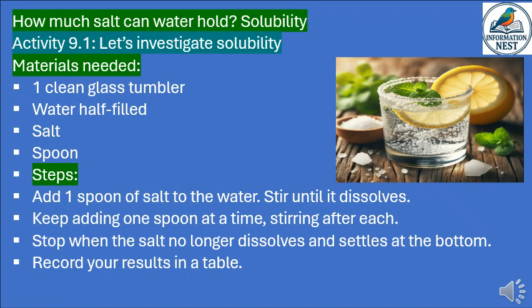Here is what you will need. One clean glass tumbler, water half filled, salt, a spoon, and of course your curious brain. Let's get mixing. Add 1 spoon of salt to the water. Stir it well until it dissolves completely. Now keep adding 1 spoon at a time, stirring after each.